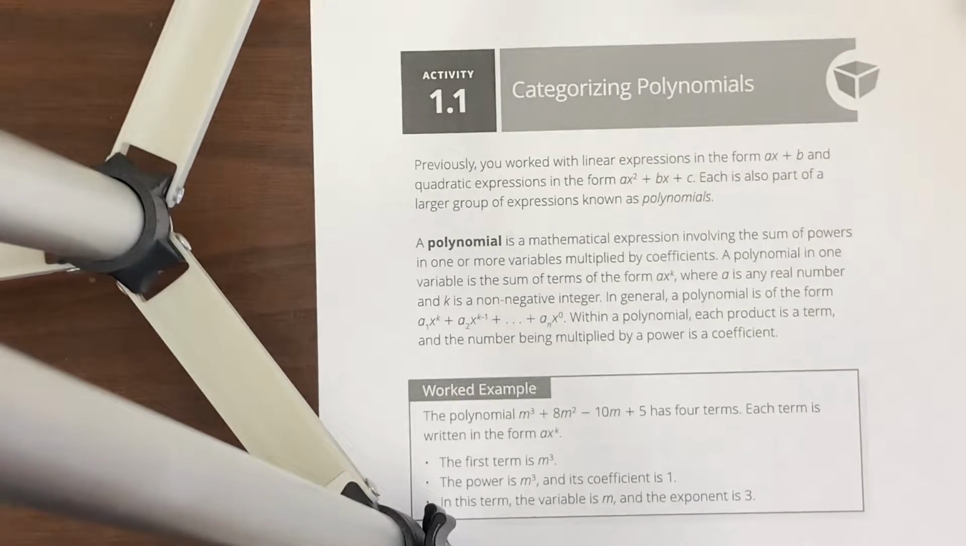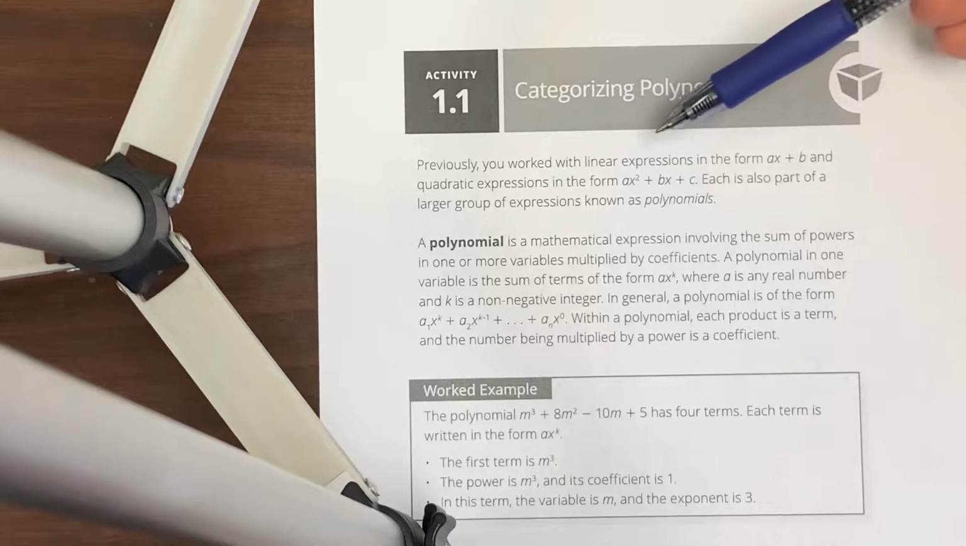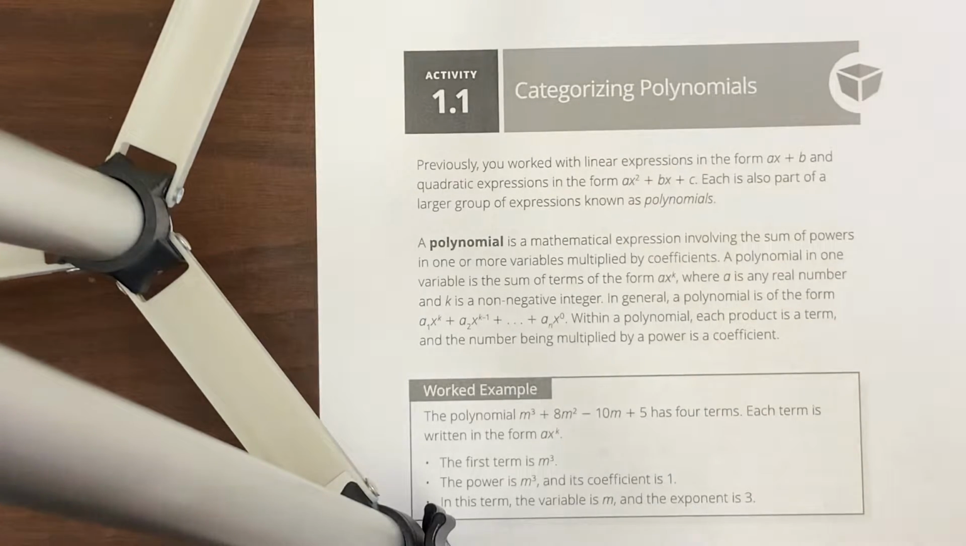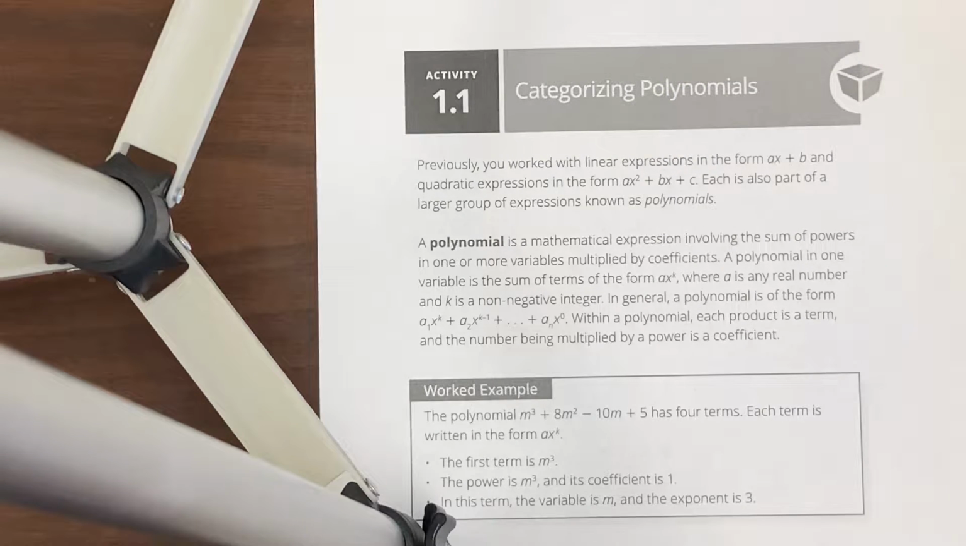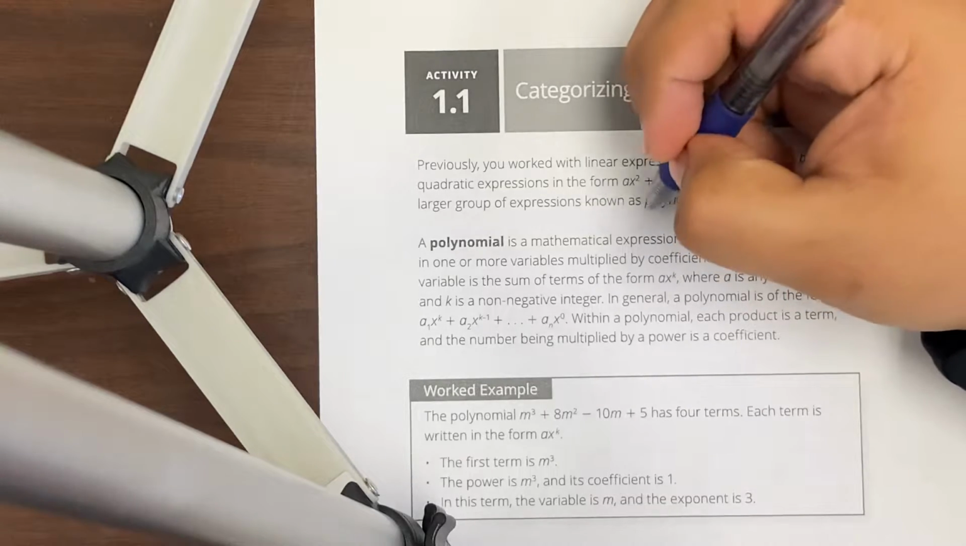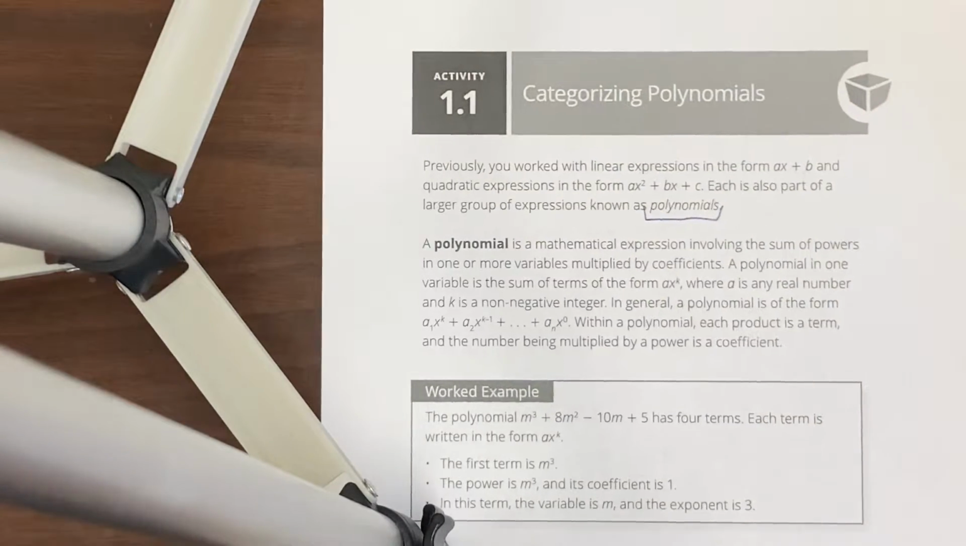Categorizing the polynomials. Like I said previously, you worked on the linear expressions of ax plus b, which is your linear form. And now we're working on the ax squared plus bx plus c, which is our quadratic form. Don't forget that these are called polynomials, okay?